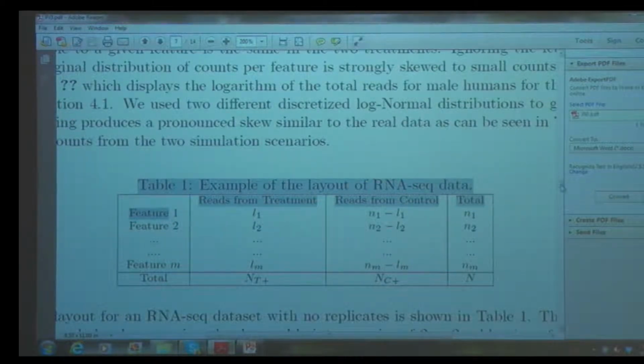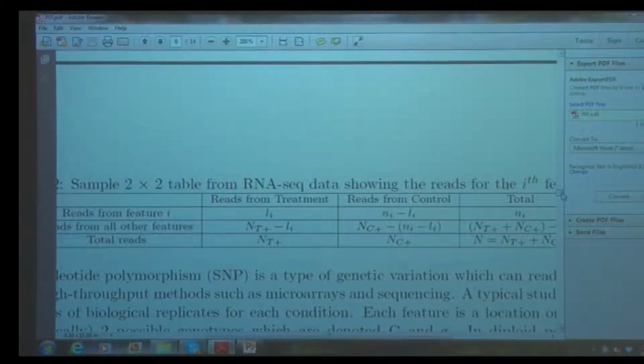What we do with those data is, for each gene, we convert it into a table like that. There's the ith gene, and there's the reads from that gene, and then you accumulate everything else into an other gene category, and you get a table with 2 rows and 2 columns. Then the question you want to ask is, basically, are there more or fewer reads than you would expect for this feature, say, in the treatment, given everything else in the table? That's what we would test, and Fisher's exact test is typically done for that.